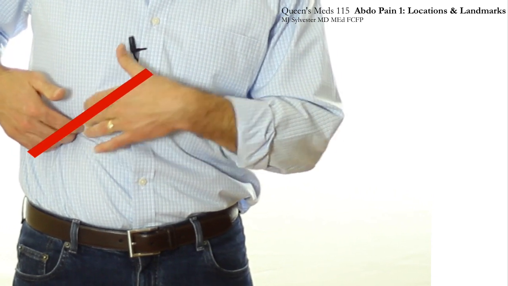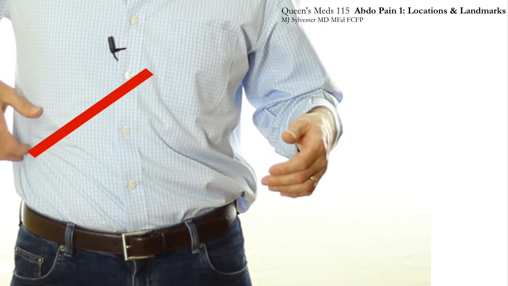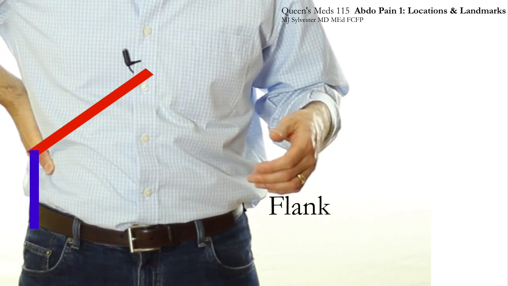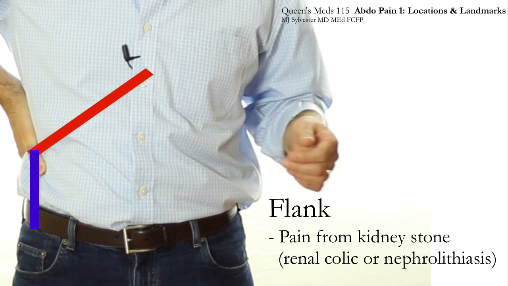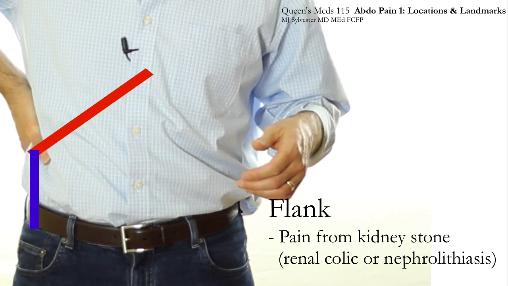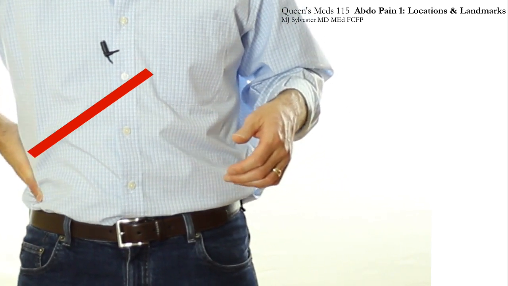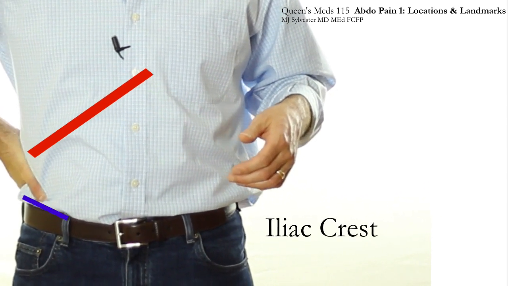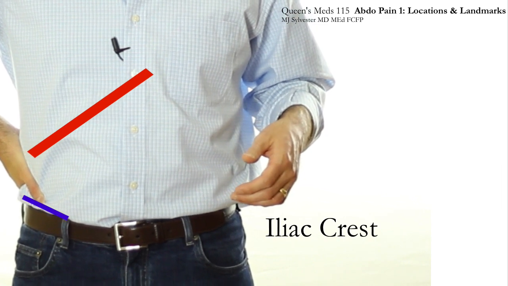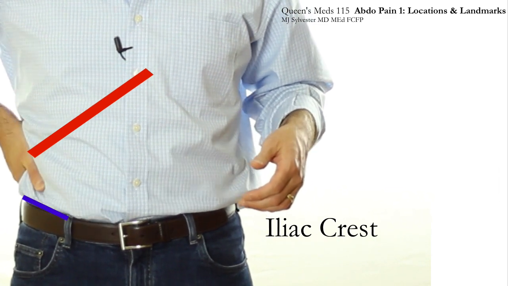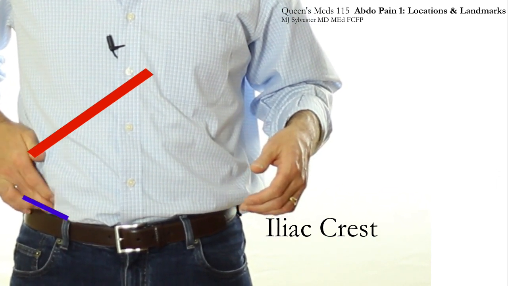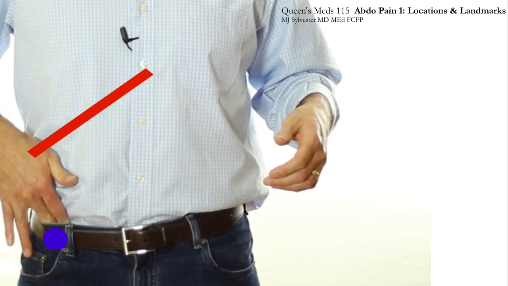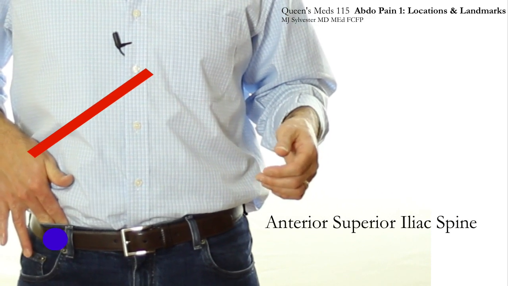All right, we're midway along the costal margin. We'll finish our way along the costal margin where we get to our sides, or what we call flanks. We often refer to flanks when we talk about nephrolithiasis or renal colic. From the flank, let's move straight down to the hip, or the iliac crest. The hip is the bottom border of your abdomen on the side. As you move forward along the iliac crest, you'll get to the bump on the front, or the anterior superior iliac spine.